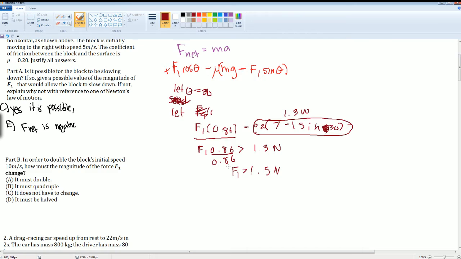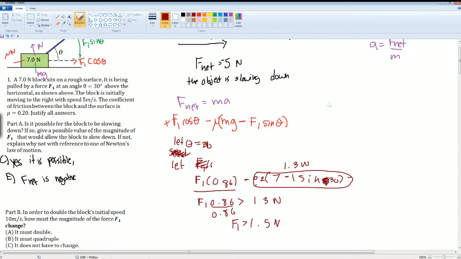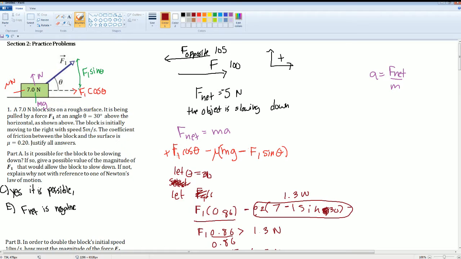Okay. So here you want to understand that yes, it can slow down. You just have to have a force applied that is stronger than the force of friction. And make sure the force applied is a large amount because you're only taking the cosine part. And as you're increasing it, please understand that there's also going to be a sine part. You never want to have it go past 45 degrees. So there you go.